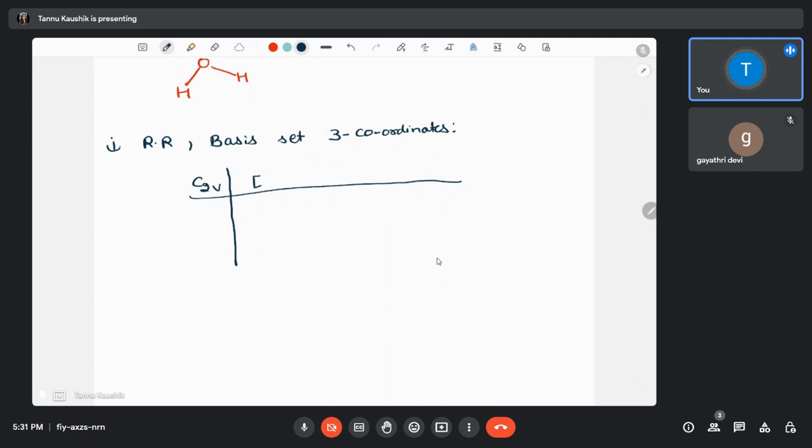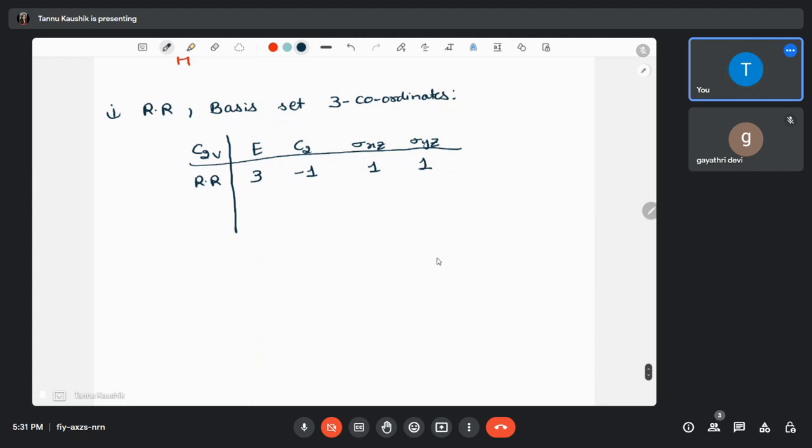So what are the classes in the C2v point group? It is the identity element, then the twofold axis of rotation, sigma xz plane and sigma yz plane. For E, we have already found out that the character is 3. For C2, it was -1. And for any kind of sigma plane, it is always 1. So this is the three-dimensional representation for water.